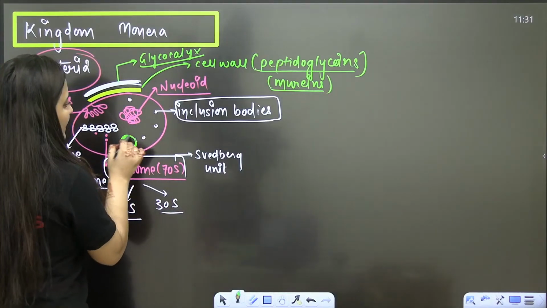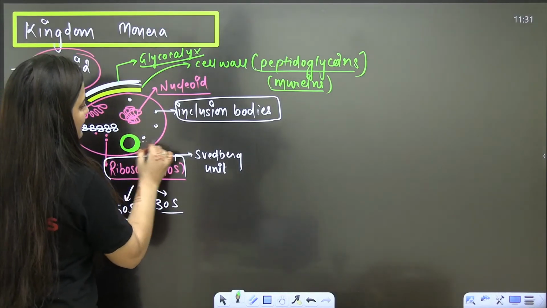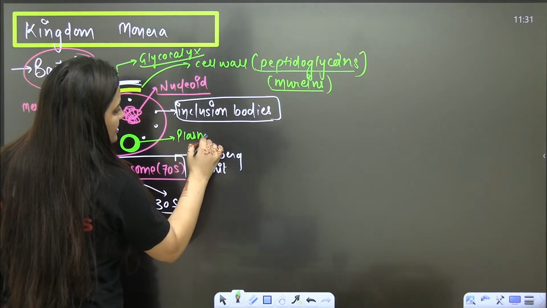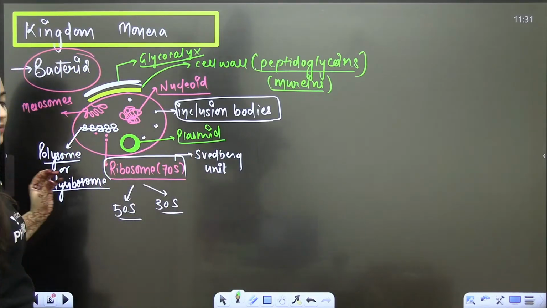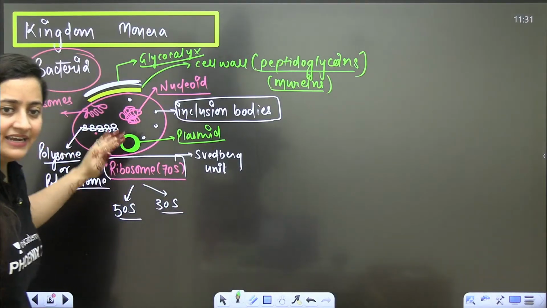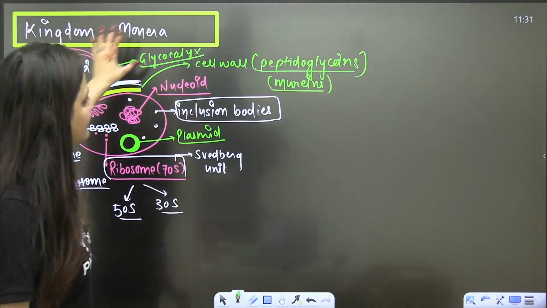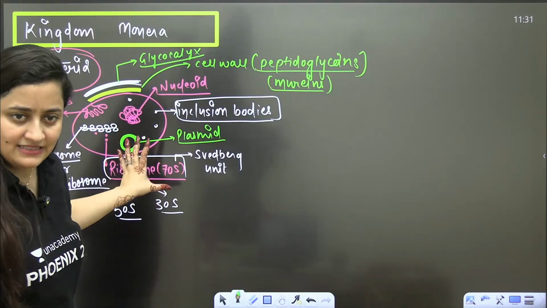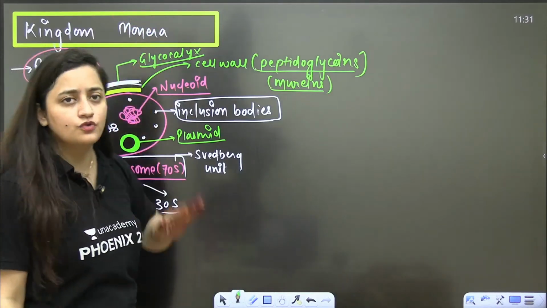And moreover, in the case of a bacterial cell, you will see plasmid. That is extra-chromosomal circular DNA that can replicate on its own. So this is the basic structure of a bacterial cell, a prokaryotic cell, and it belongs to kingdom Monera.